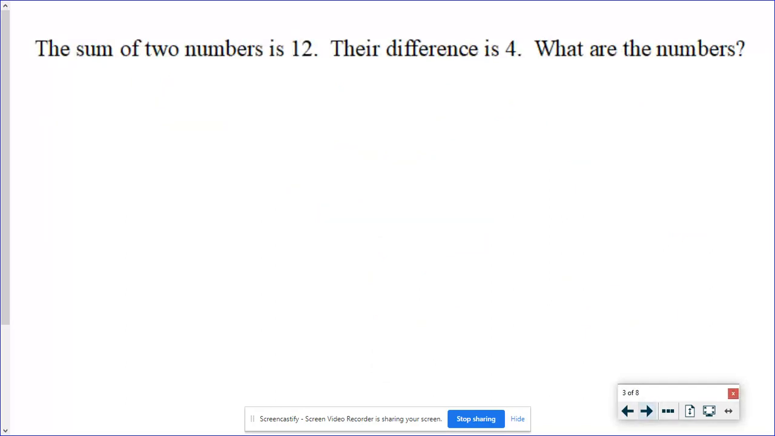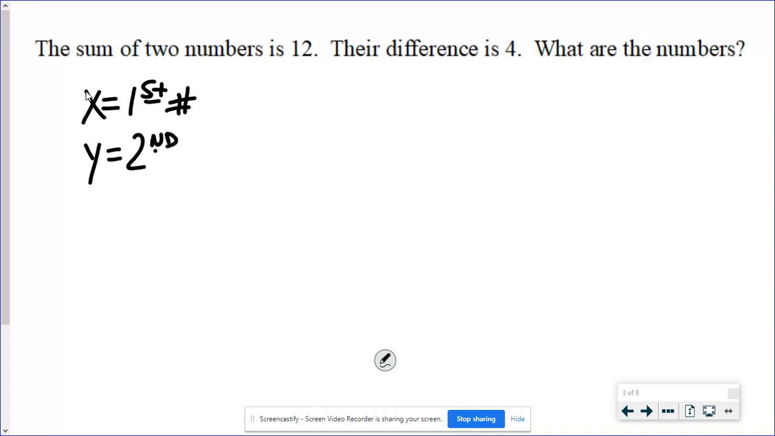Okay, this one's just the same. It's worded a little differently. Same question, though. The sum of two numbers is 12. Their difference is 4. What are the numbers? Again, I would start by saying x is my first number and y is my second number. See if you can write the two equations. Pause the video for a second, write your two equations, see if you can get these correct.